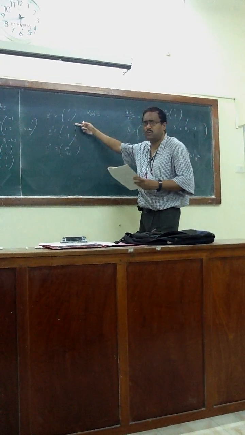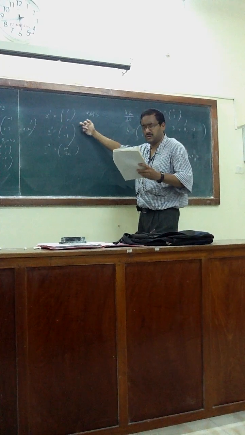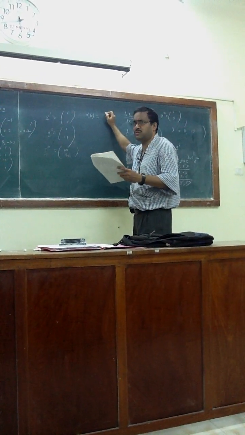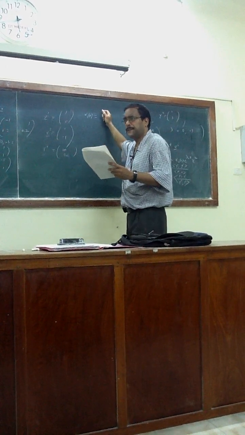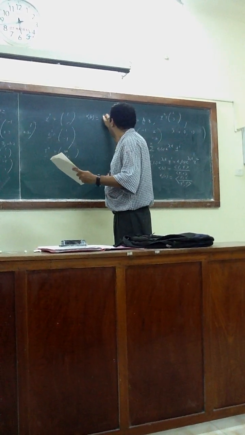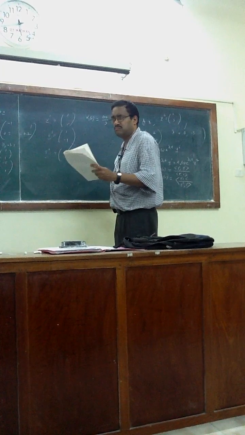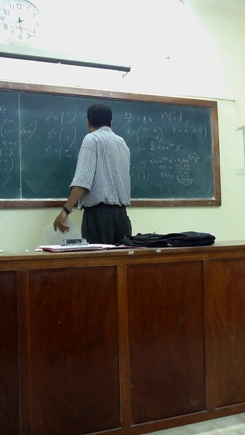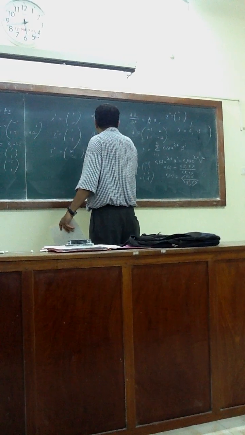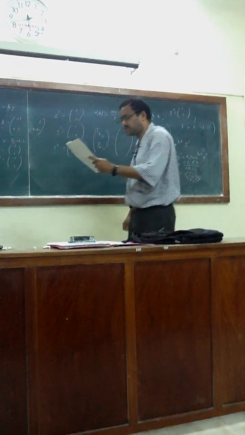V1 bar I have given. You don't have to evaluate. I am giving V1 bar. Alpha 0 is how much? 100 by 3. So steady state TB SS, TW SS, how much will it be?